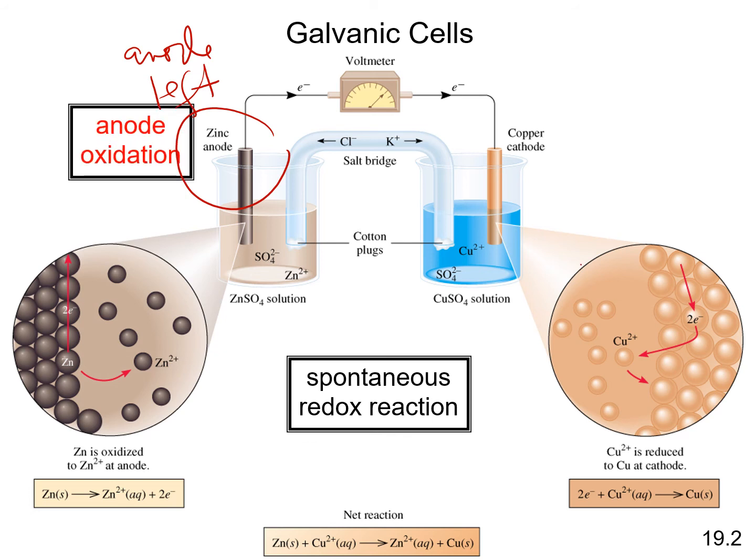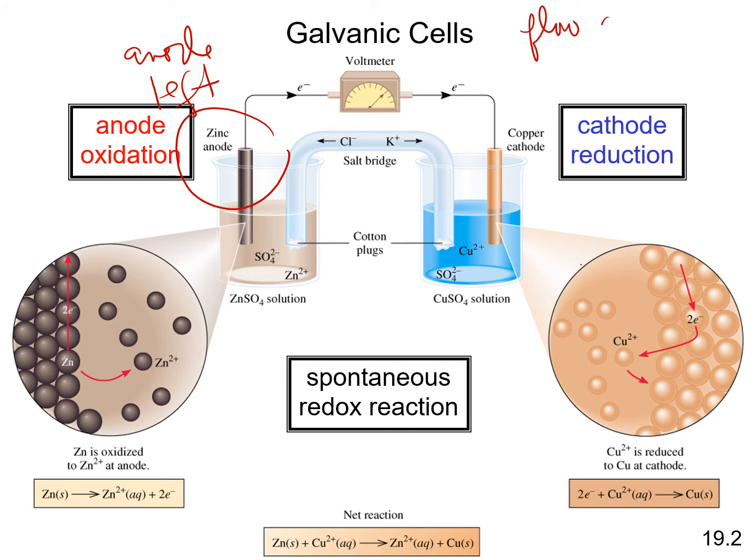By the way, take note of the flow of our electron. So the flow of the electron, it's from the anode to the cathode. Okay. So that's because in the anode oxidation takes place, so it involves loss of electrons. So the electron moves from the anode to the cathode.